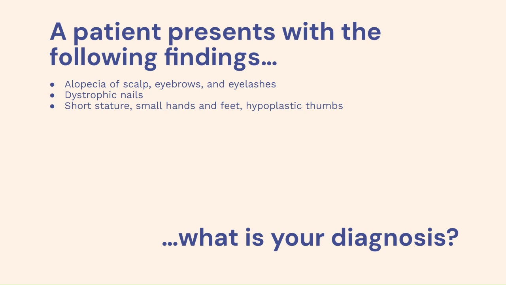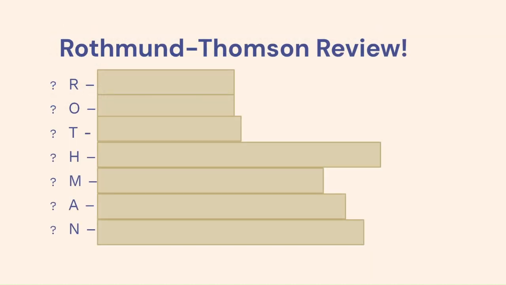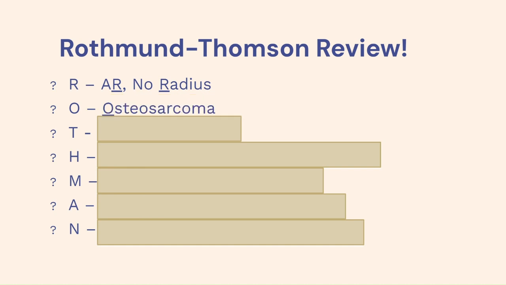And now we have a patient presenting with the following findings: alopecia of the scalp, eyebrows, and eyelashes, dystrophic nails, short stature, small hands and feet, and hypoplastic thumbs. I know you might have had it in the first half and weren't quite sure, and then I said hypoplastic thumbs, so now you're going to know it's Rothmund-Thomson. You can use the Rothmund part to remember most of these things. So what's the R? Autosomal recessive, radius absent for arm development. What's the O? The rare chance of osteosarcoma or other malignancies.